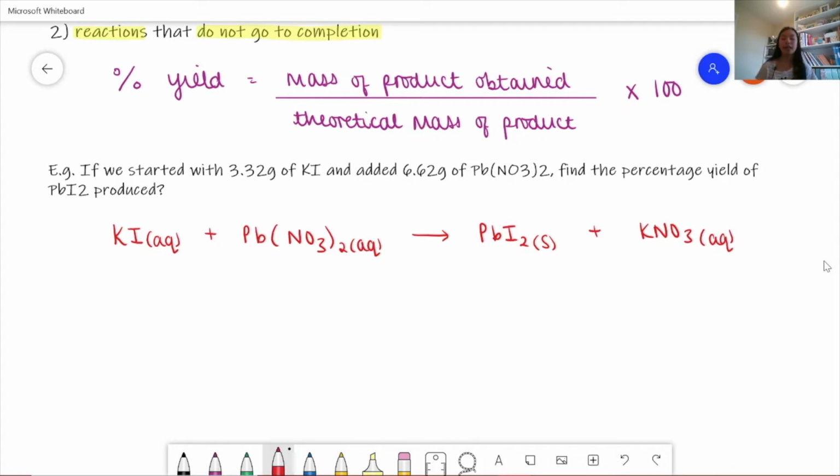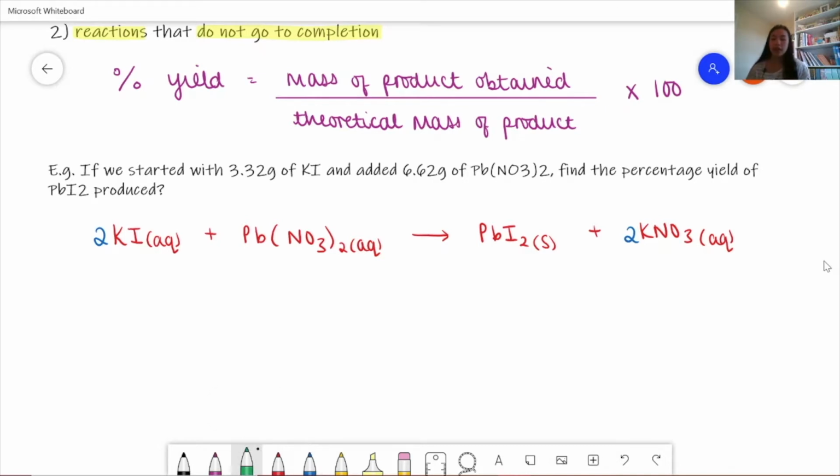And now we need to balance this equation. We see that we need 2 iodines because we have 2 on the right hand side. So that means we need 2 of these potassium iodides. And that means we'll need 2 of these potassium nitrates because we have 2 potassiums on the left hand side. Now all of these should add up. The next thing we do is work out the moles of potassium iodide and the moles of lead nitrate that we have.